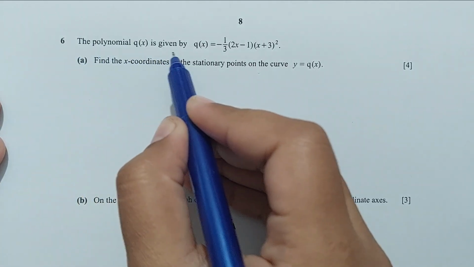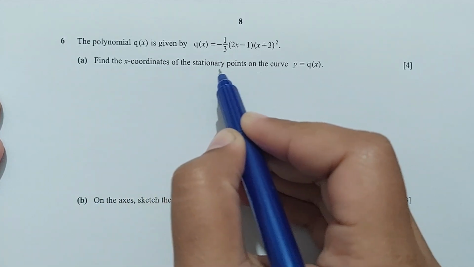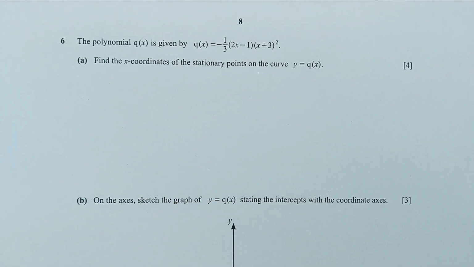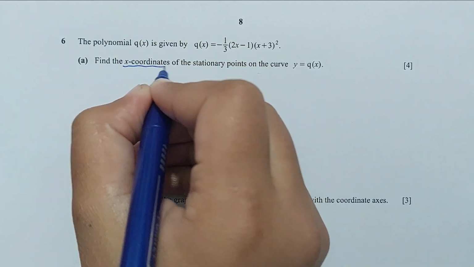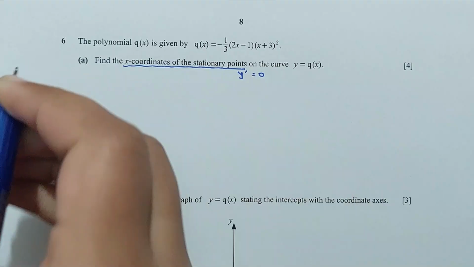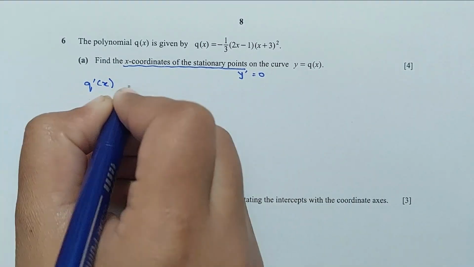Question number 6. The polynomial q of x is given. Part A: find the x coordinates of the stationary points on the curve y equals q of x. For a stationary point, we have to put y prime equals 0. So y prime is basically q prime of x. We have to solve, right?